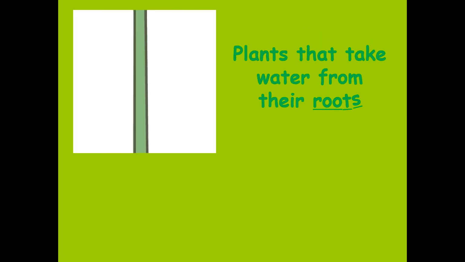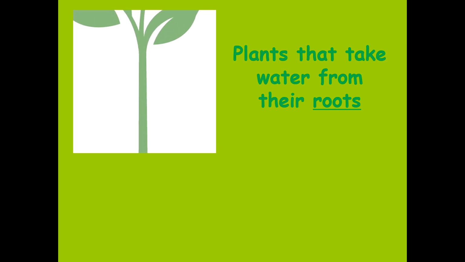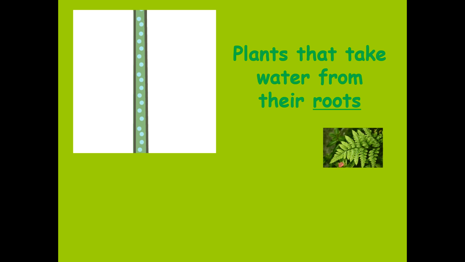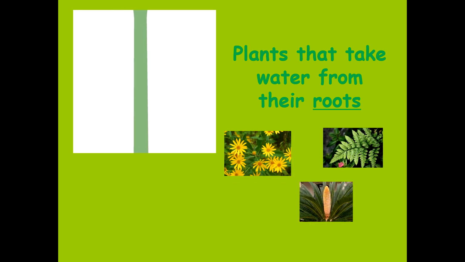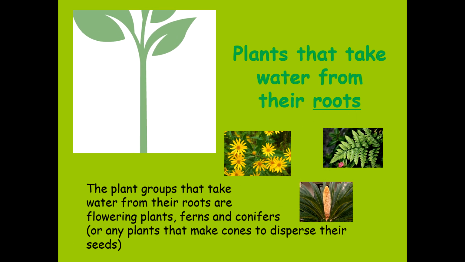Okay, so as we can see here, we've got the stem of the plant. The stem goes to the roots, and the roots go into the soil, and that's how we get the water. So we're going to look at some plants that take their water from roots. Now, these are most plants. We can see here we've got the fern plant, the conifer that grows pines, and also the flowering plant.